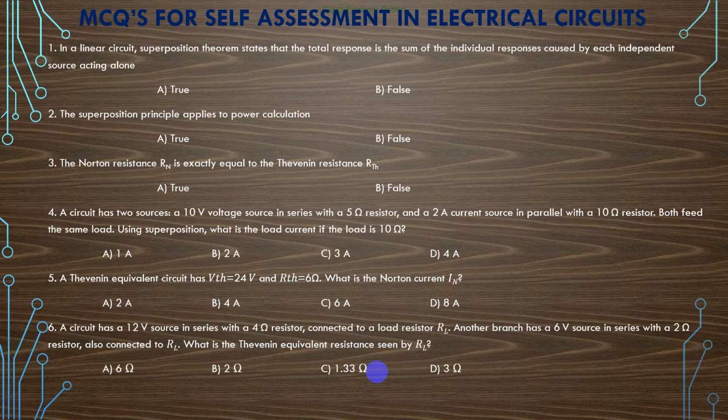Okay, how much will 4 and 2 in parallel be? 4 plus 2 is 6, and 4 times 2 is 8. 8 divided by 6 is 1.33. Okay, these are the answers, 1.33.